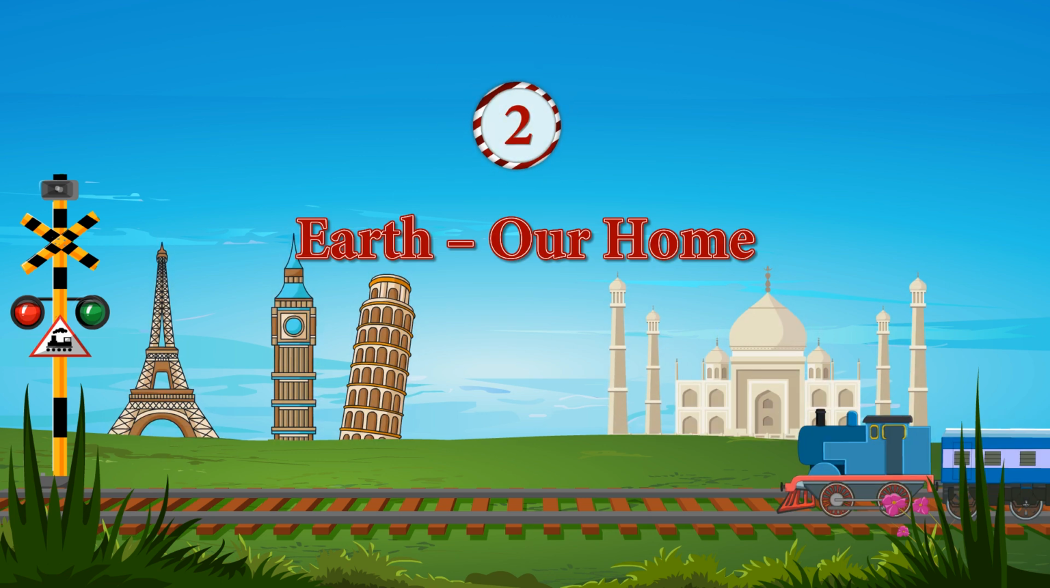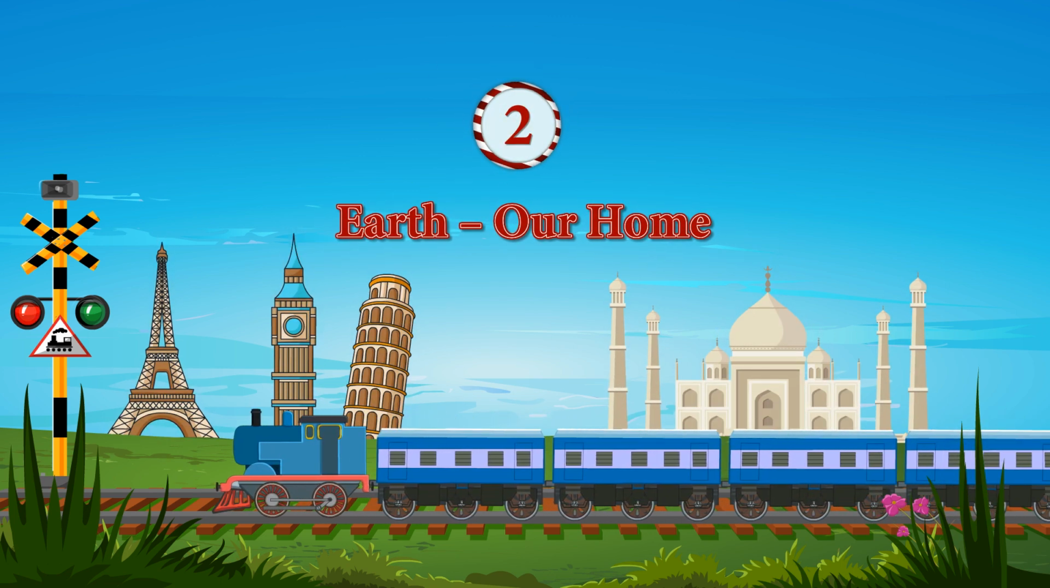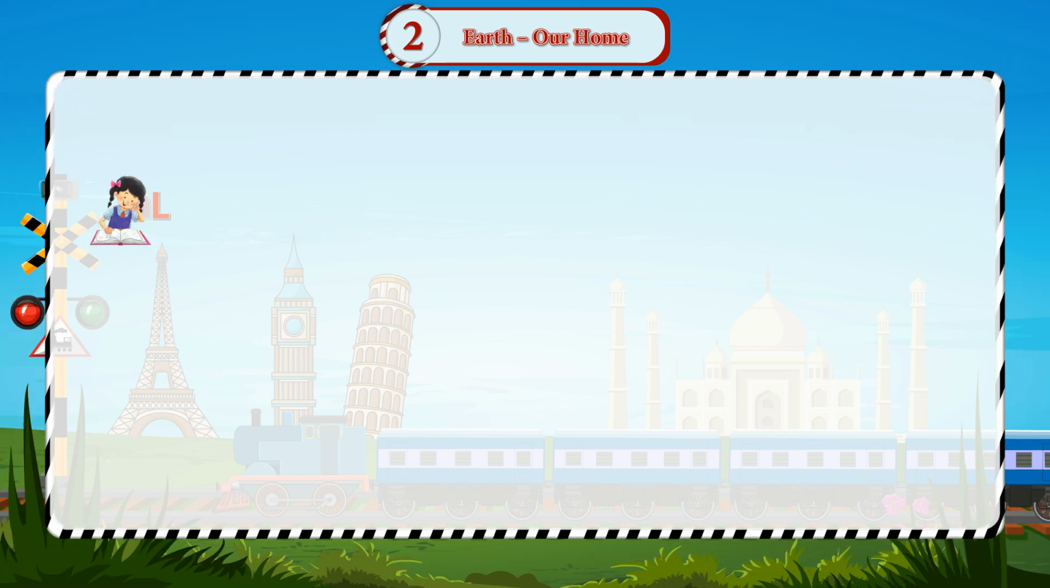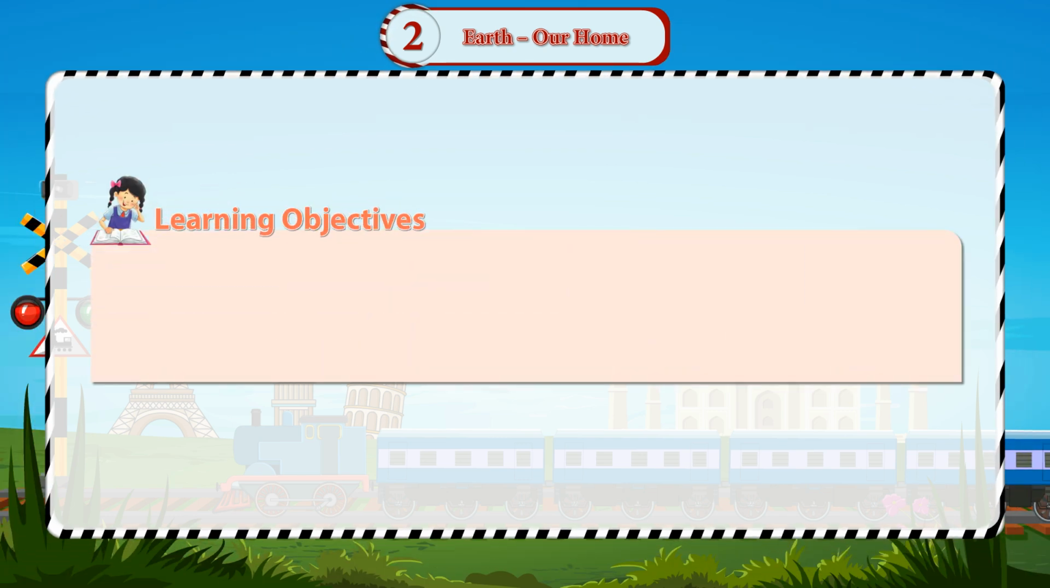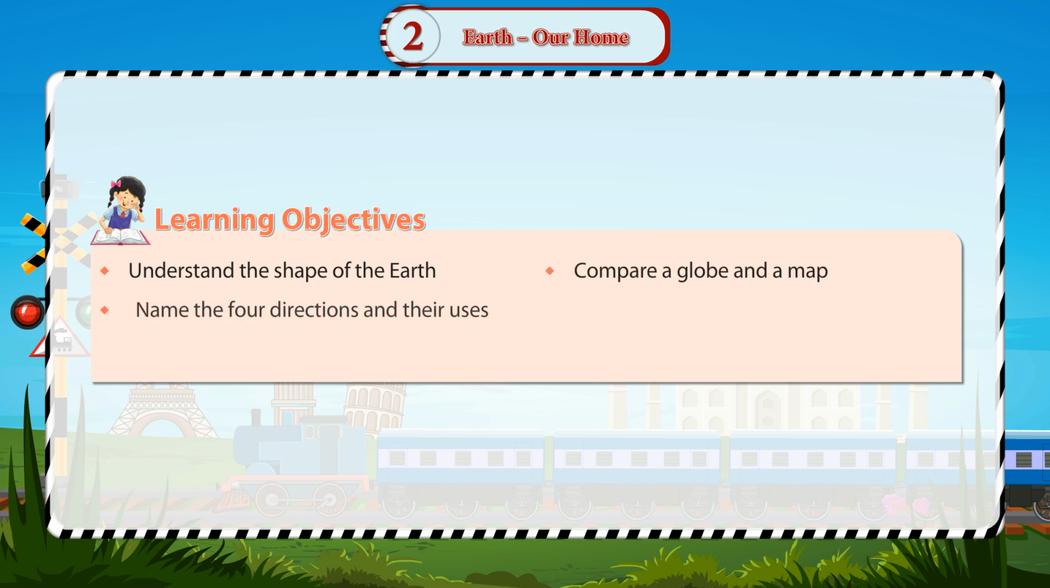Chapter 2: Earth, our home. Learning objectives. Understand the shape of the earth. Compare a globe and a map. Name the four directions and their uses. List the oceans and continents.